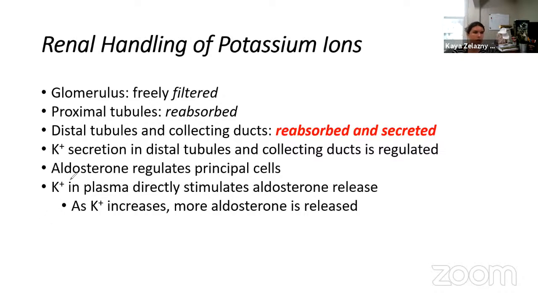So if we are regulating sodium and we are at all using a sodium potassium pump, we are also regulating potassium because that's just how that transporter works, right? So ultimately, while aldosterone is doing its job regulating sodium, it is also regulating potassium because it kind of has to. So potassium in the plasma would directly stimulate aldosterone release. And as potassium in the plasma increases, more aldosterone is released, because this is kind of just the opposite of the signal going on with sodium.